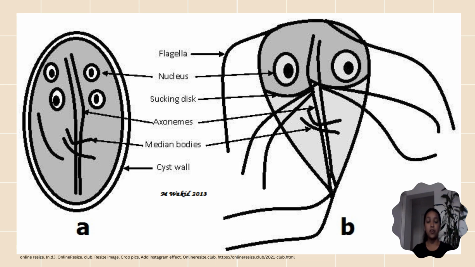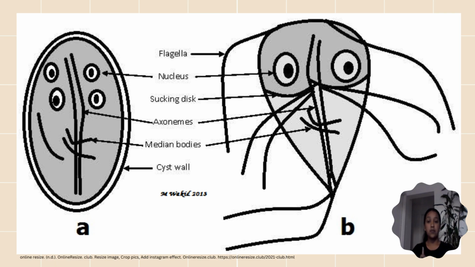When we look at B, the trophozoite, the trophozoite has flagella. And flagella, we know, help in locomotion, meaning they help the parasite move. Another important feature that the trophozoite has is the sucking disc, and this sucking disc helps them to adhere to the mucosal membrane of the small intestine. They both have axonemes which help provide nourishment. They provide nutrients to the parasite in order to survive.